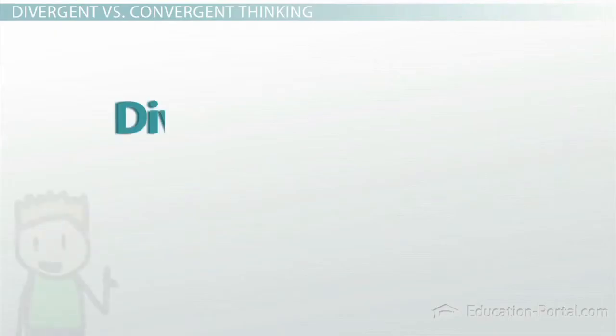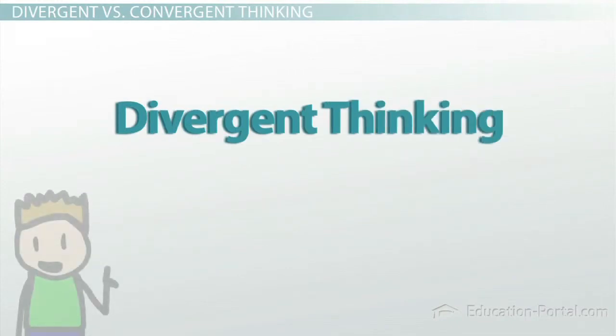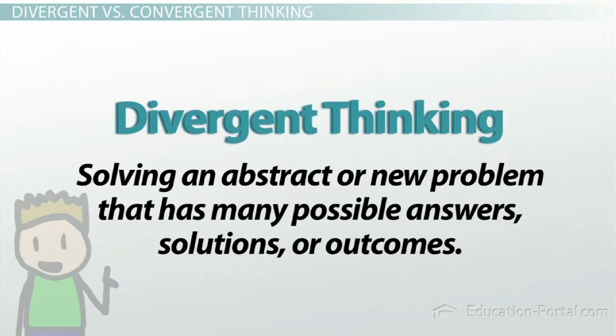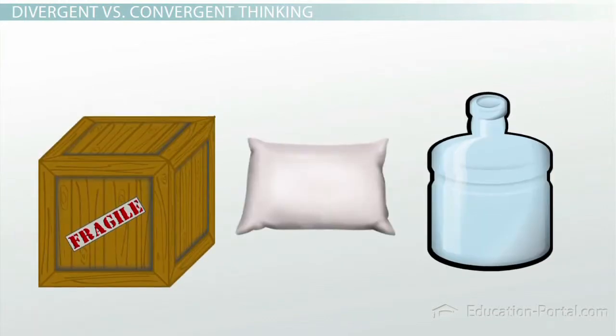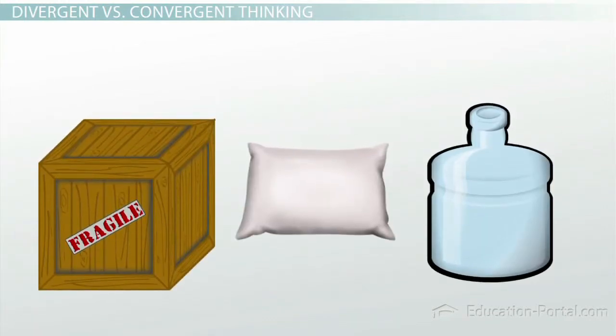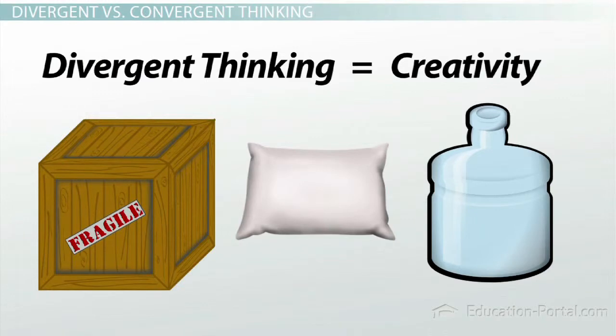In contrast, divergent thinking is the type of thinking we do when solving an abstract or new problem that has many possible answers, solutions, or outcomes. Remember the beginning of this lesson when you thought about how to make a structure to protect an egg from breaking? There are many possible structures you could make, so coming up with that solution required creativity or divergent thinking.